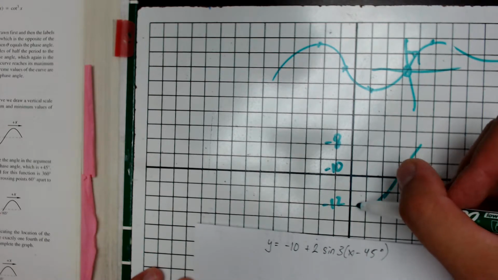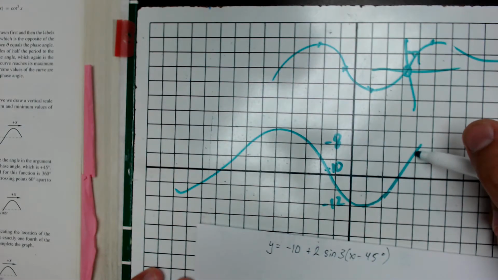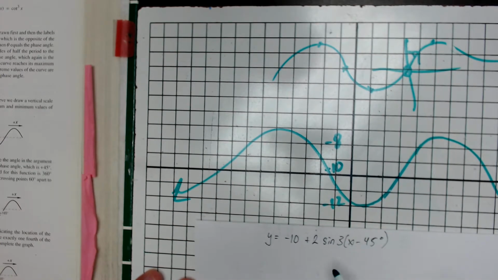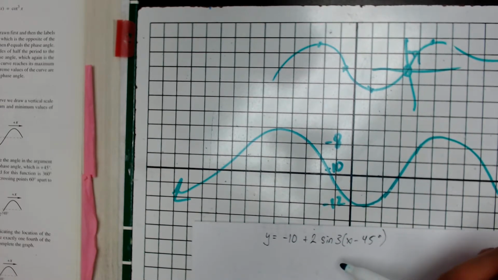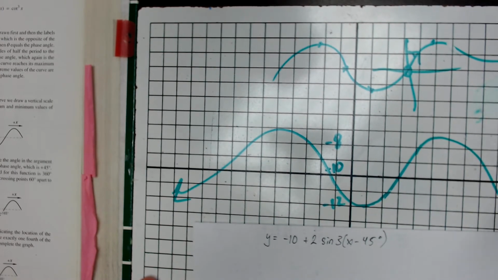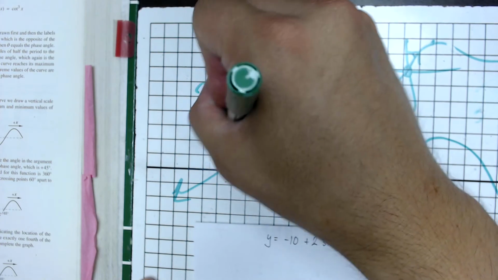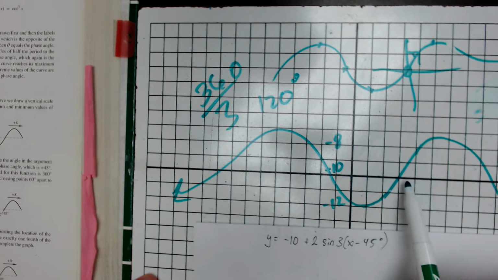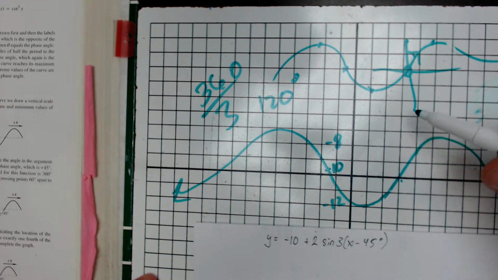And then we can start drawing our curve. The last thing that we need to get is the period, which is this issue of 3 sine, or 3 times the degrees. So remember, whatever this coefficient is, you just take 360 divided by that coefficient. So if I take 360 and divide it by 3, I know that's going to be a 120 degree period. So from here to here is going to be 120 degrees.